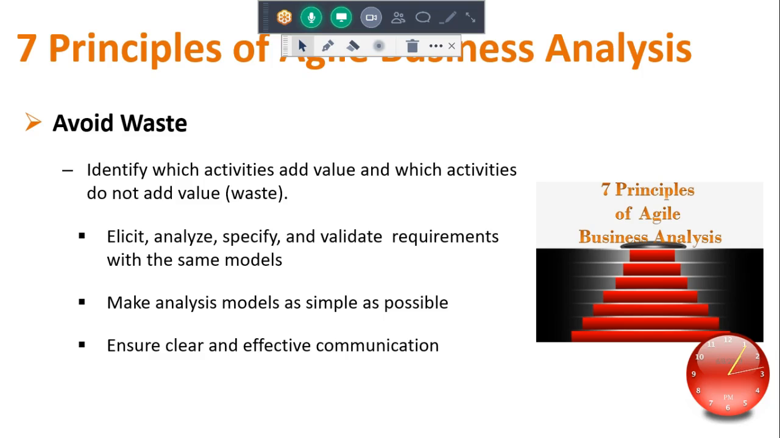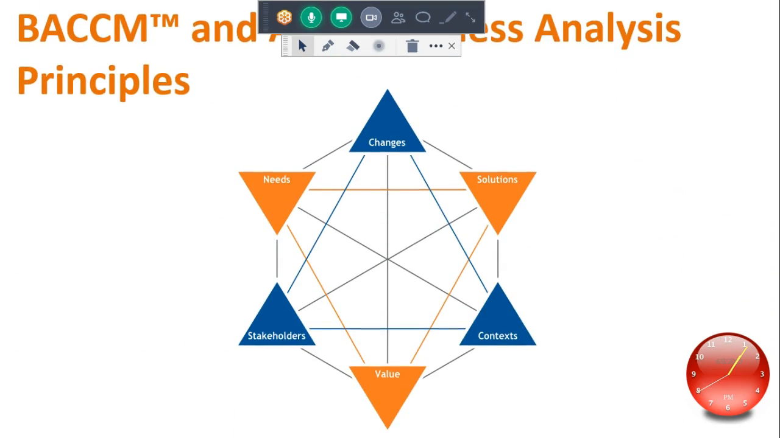Making things as simple as possible, and just realizing that sometimes you have to produce things in different ways because people perceive and consume them differently. You may need text documentation in addition to pictures. This is all stuff that's part of solid business analysis, and it applies in the agile environment as well as in any other environment.